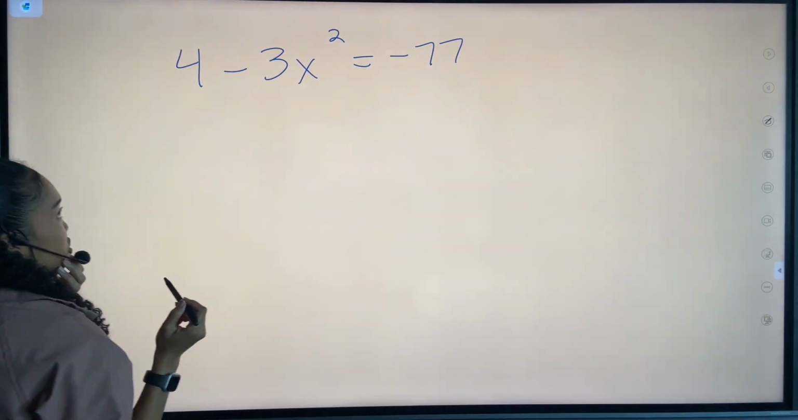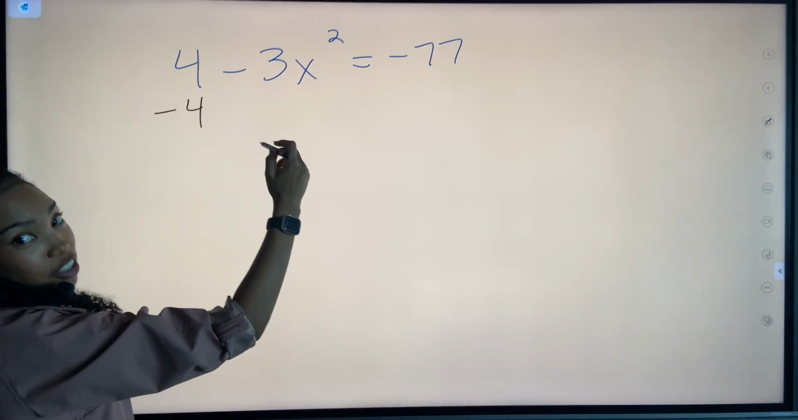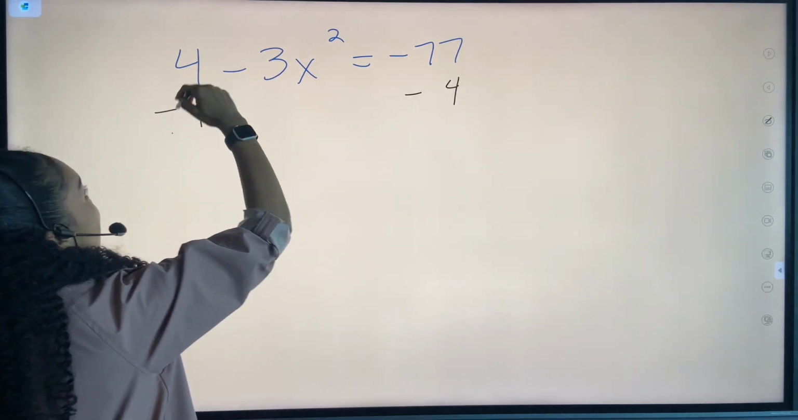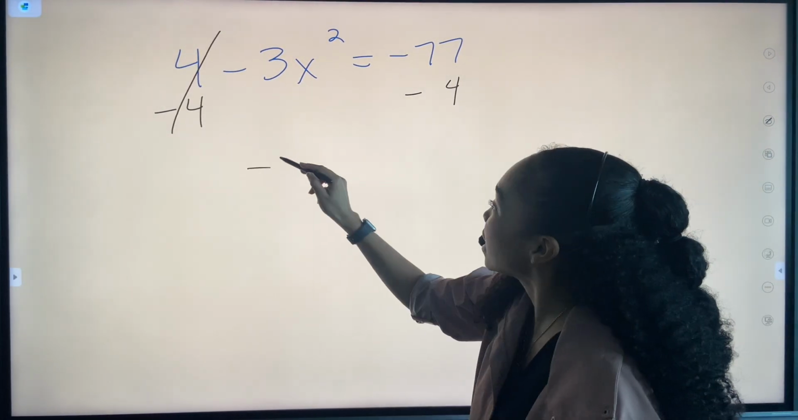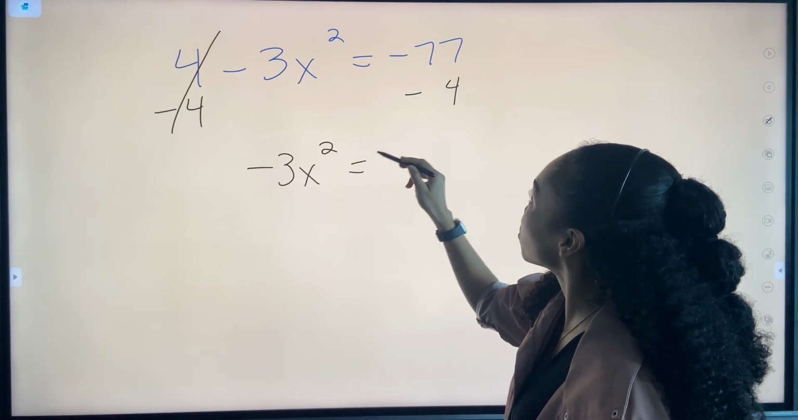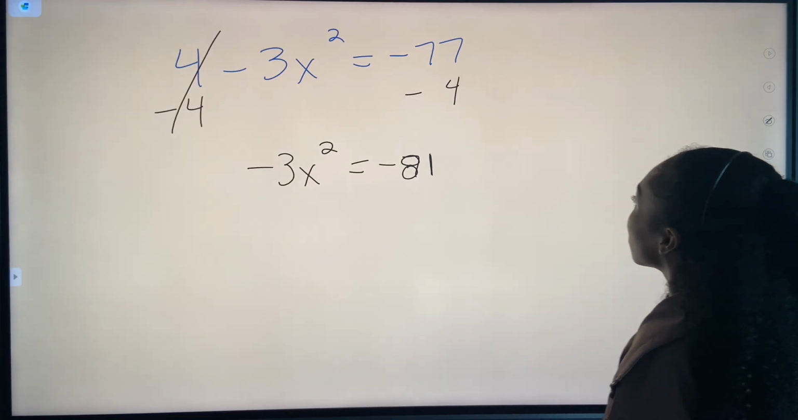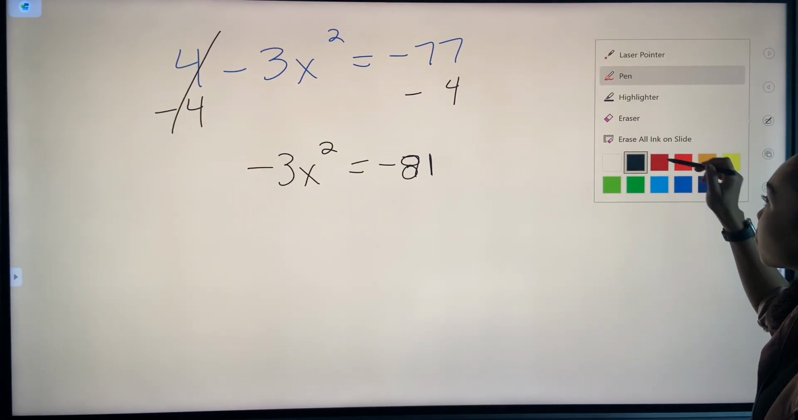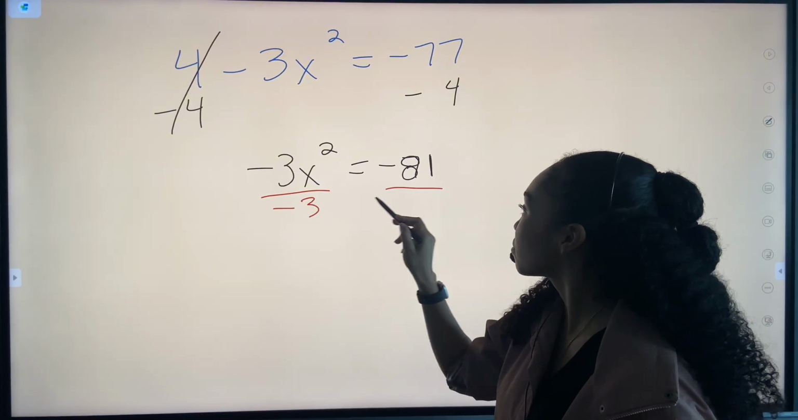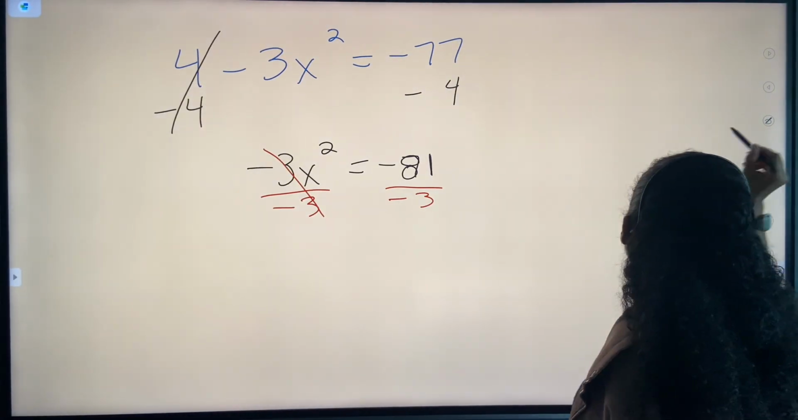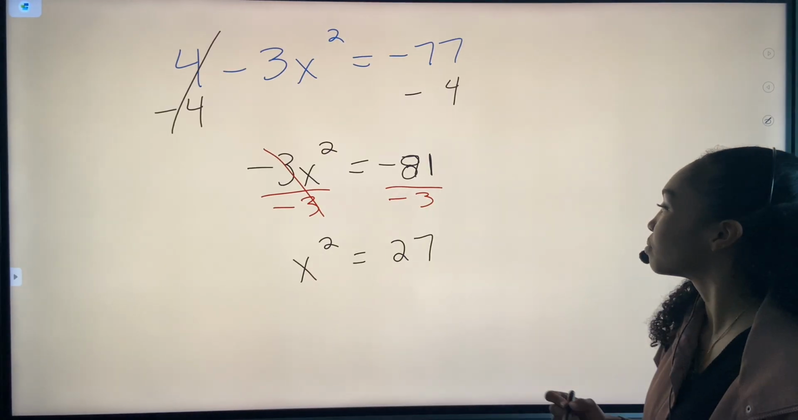What do I do first? You subtract the 4. Yep, subtract the 4. Thank you, Hagen. So now I get -3x squared equals, what's this? Yep, -81. Oops. All right, now what do I do? Divide by -3. Yep, divide by a -3. So I get x squared equals 27.